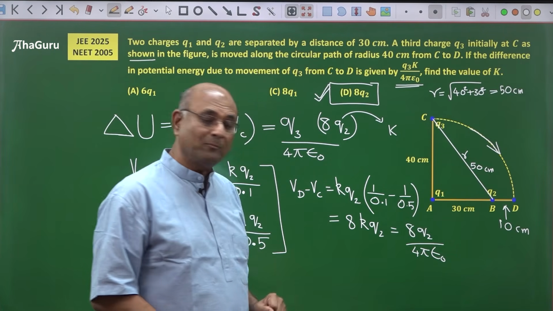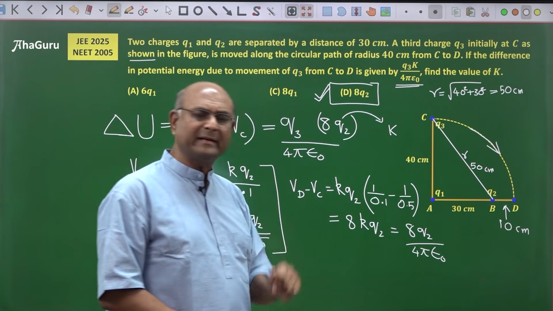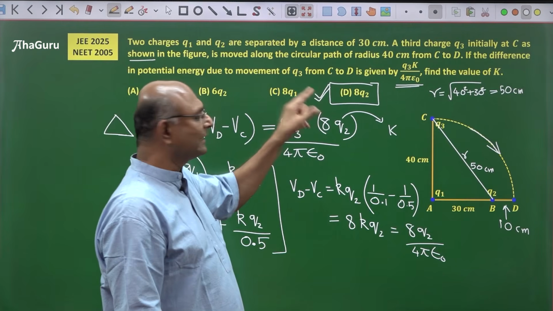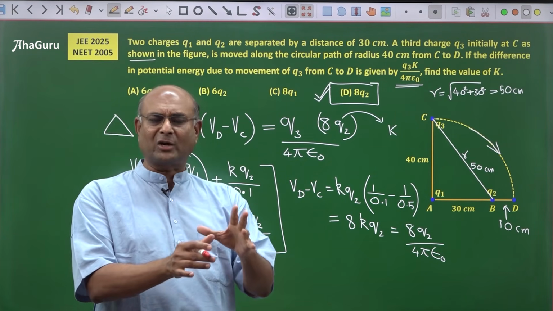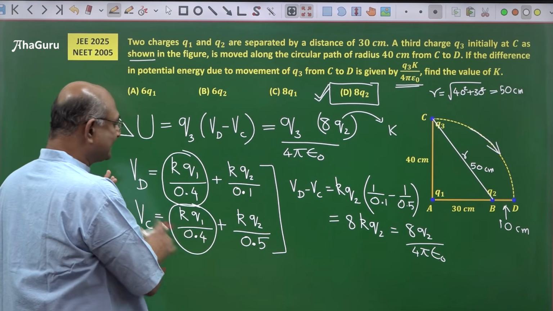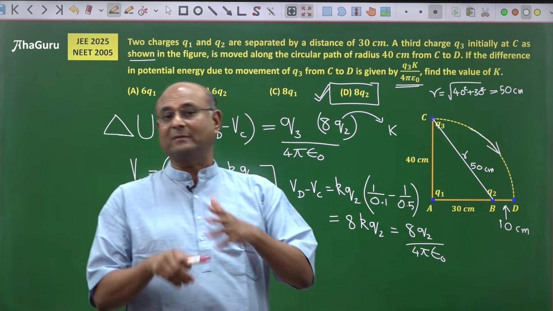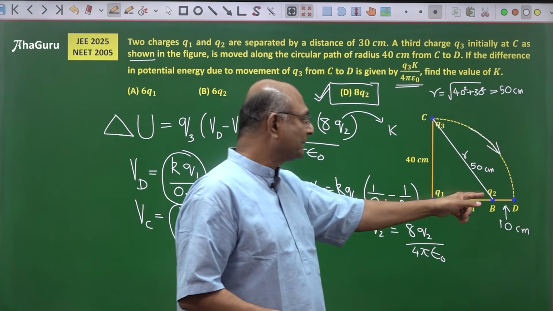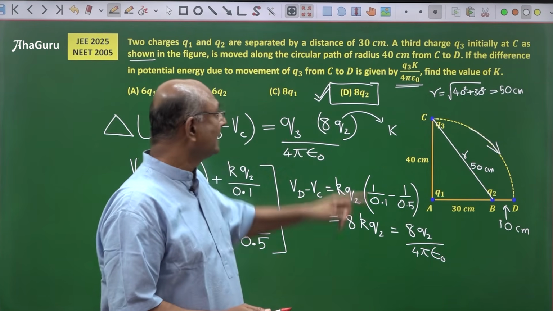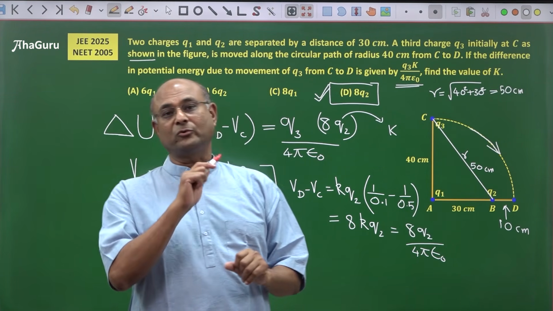Minus kq2 by 0.5, and so that will give me 8 times kq2, and so from that we can have directly got the answer. That is a little shorter, but the principle is basically this: the fact that you have the same distance means q1's contribution is not there, so ultimately it is only q2's contribution, and that's why you get 8 times q2 as the answer.